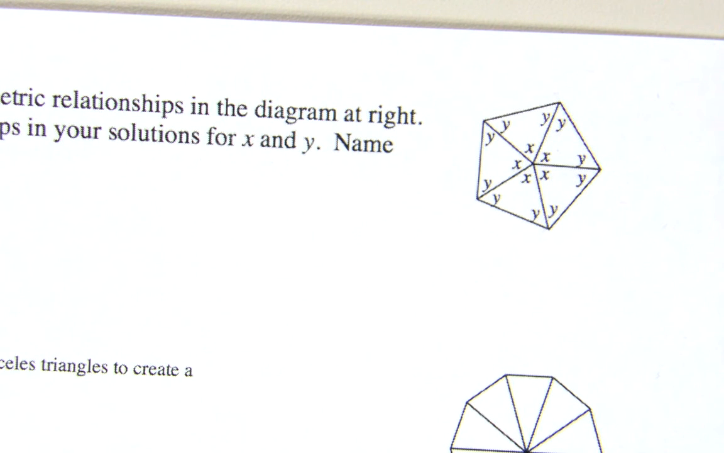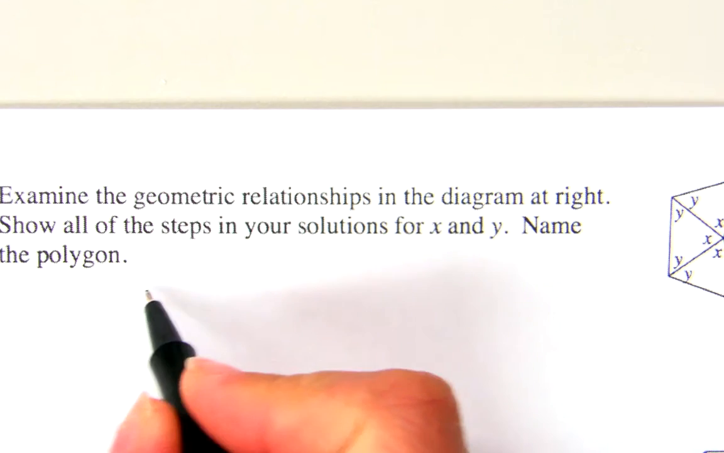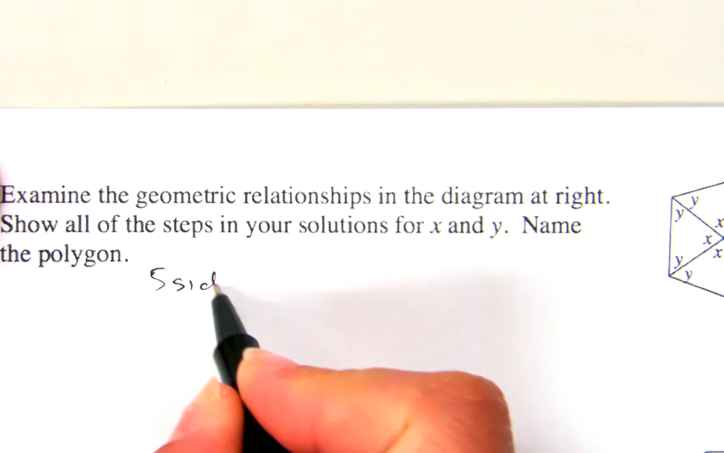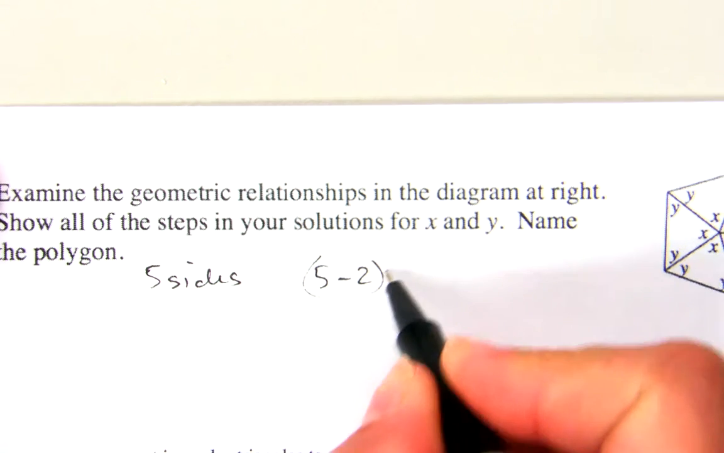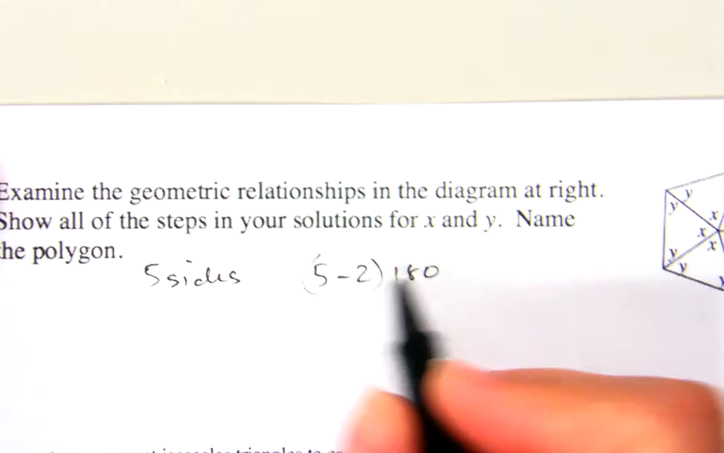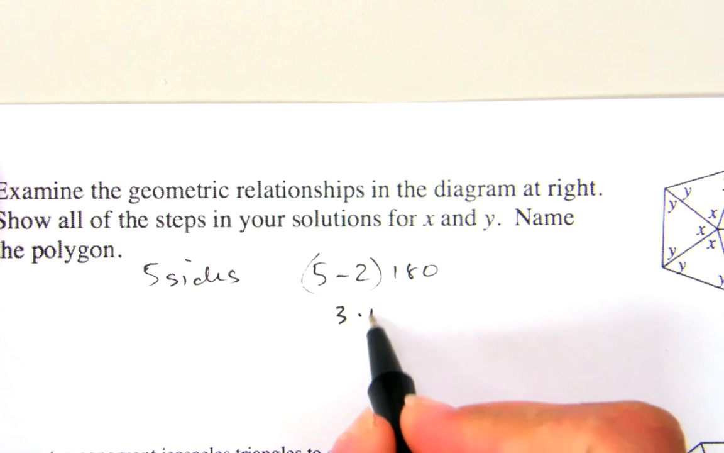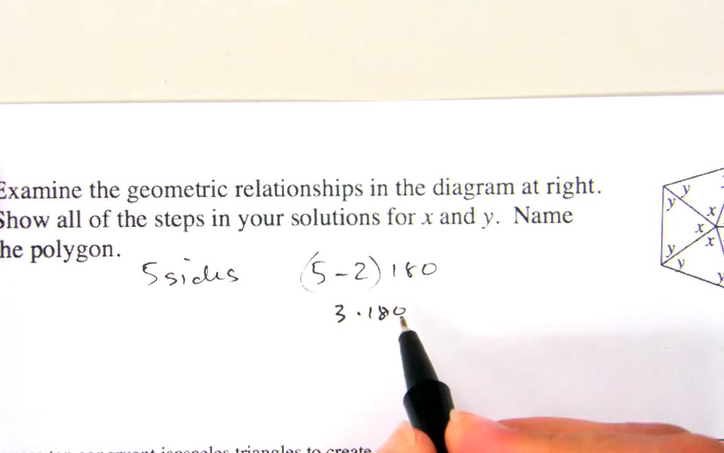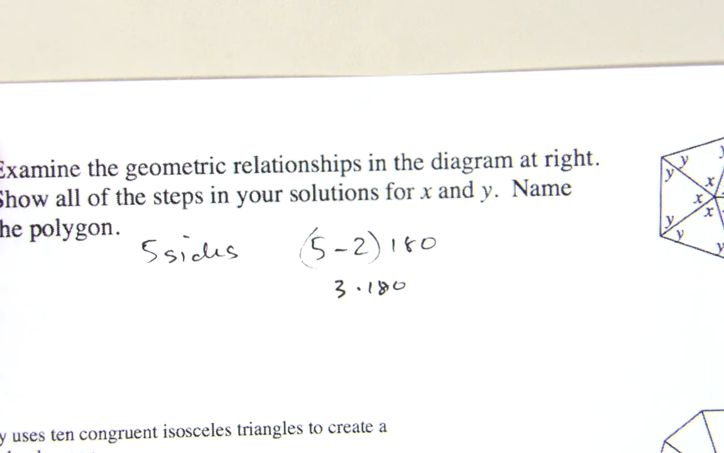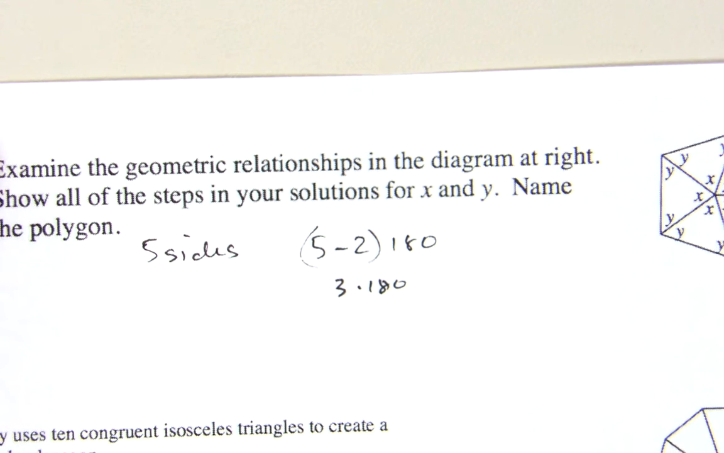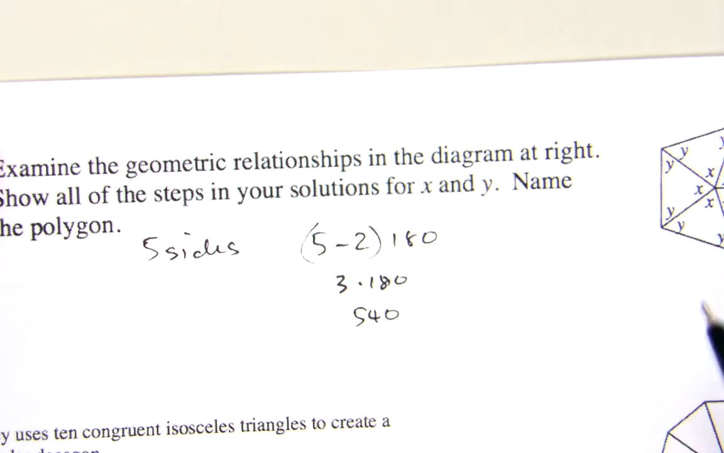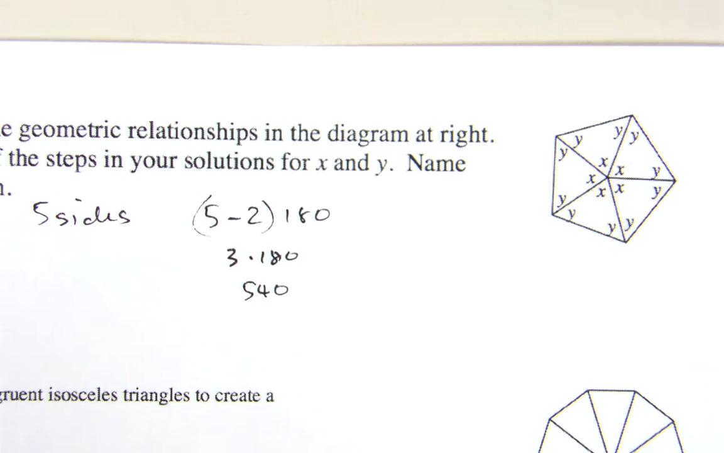So you have 5 sides, right? So you're going to take 5 minus 2, and then multiply it by 180, so that gives us 3 times 180, which gives us what, 540? I'm assuming. I can't remember. You never remember 3 times 180 in your head. Yep, 540.